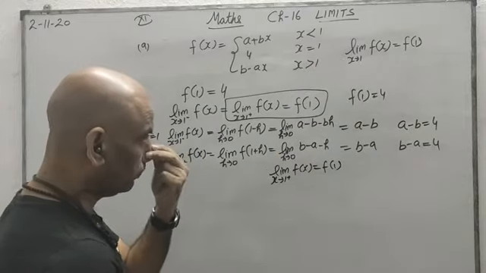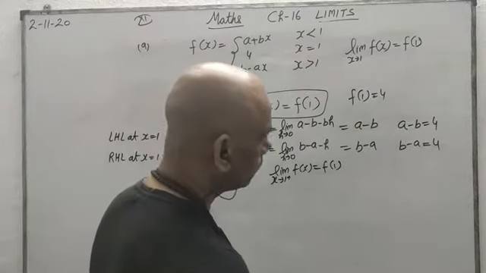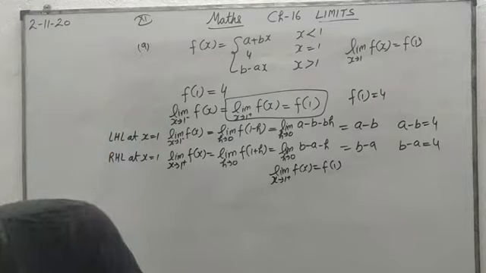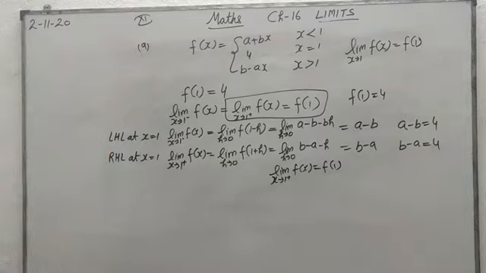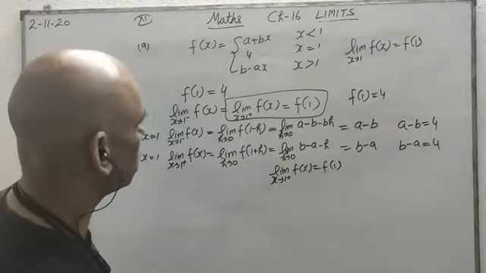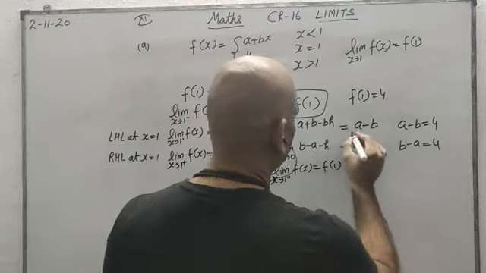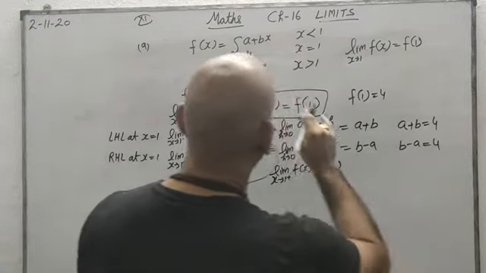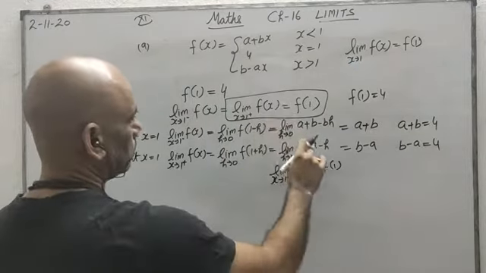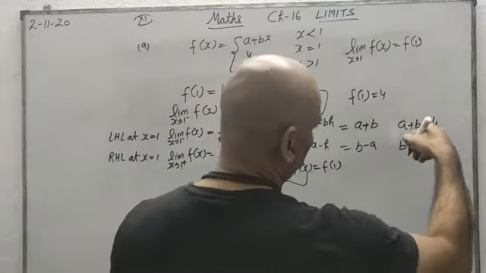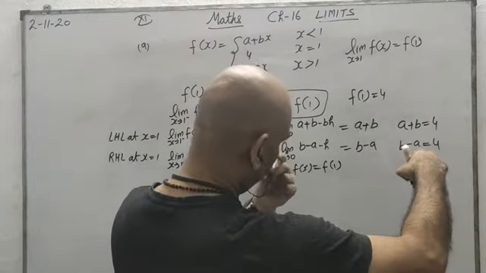Now what should I do? a - b and b - a. Some mistake is there? Yes, some mistake is there. It was plus, so it will be a plus b. So I got a + b as 4 and b - a as 4.